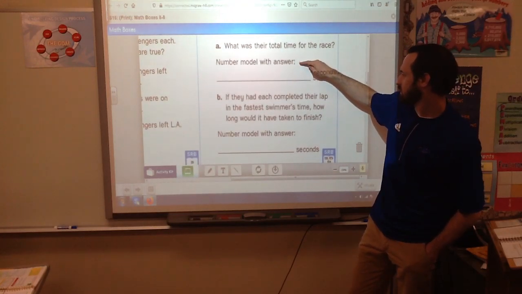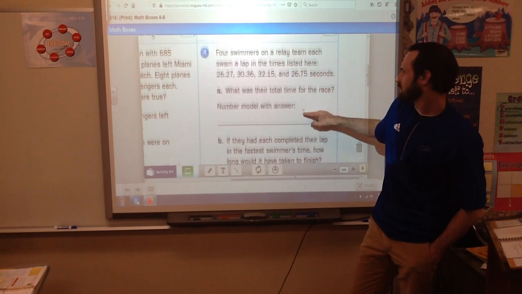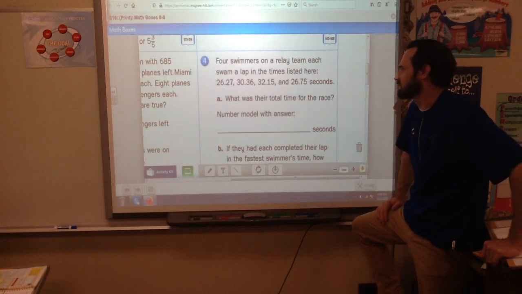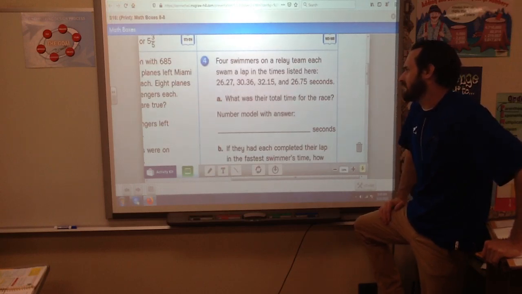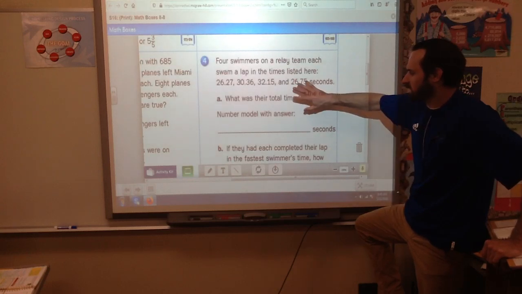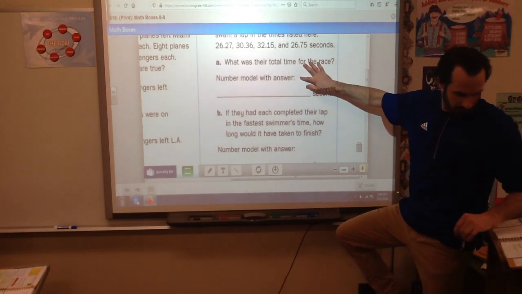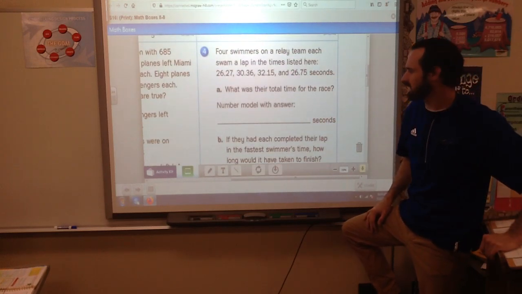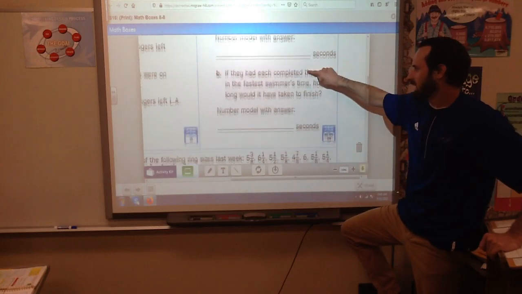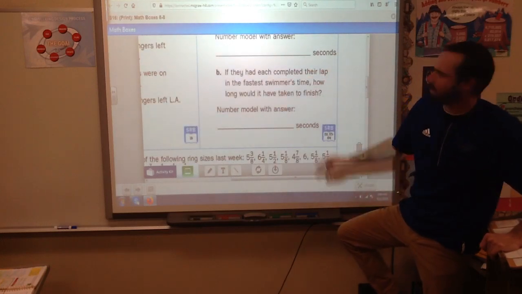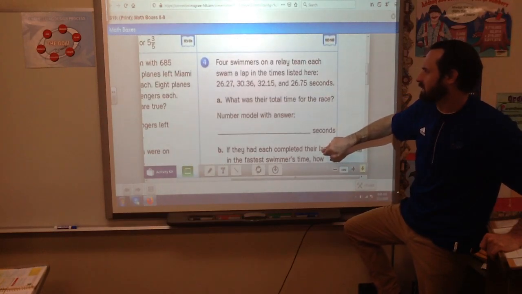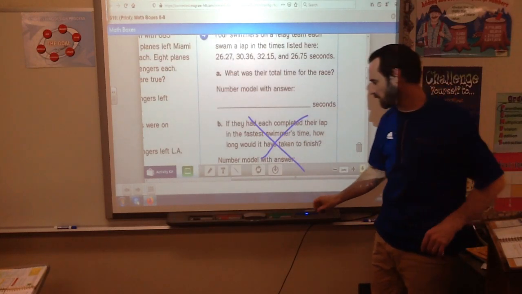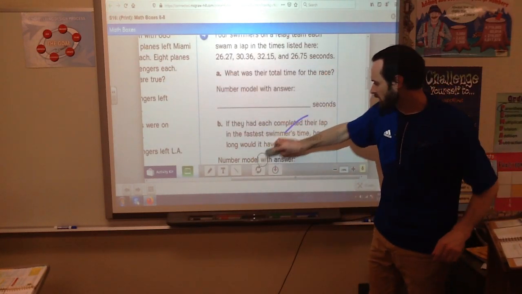So on this one it says 4 swimmers on a relay team each swam a lap in the times listed. What was their total time for the race? I just want you to add it, okay? So just add these up. I think that should be pretty easy, and then give me your answer. Oh, that's if they would have done it in the fastest time. I'm just going to have you do A. I just want to know how fast it took them, okay? Cutting that down a little bit.